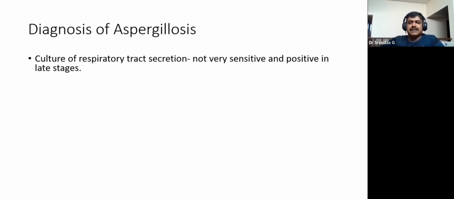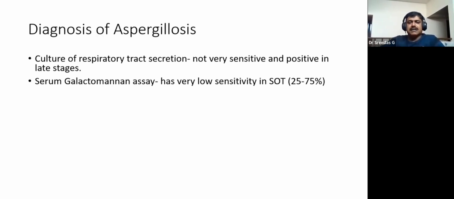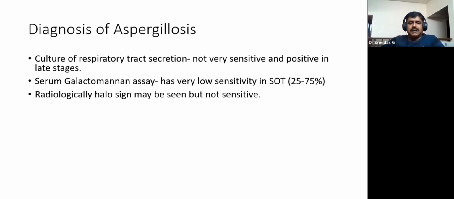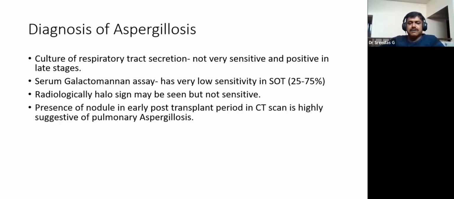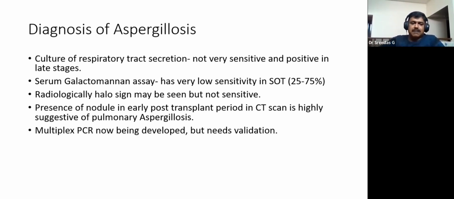So culture of the respiratory tract secretions is not very sensitive, and it is positive at late stages of the disease. Serum galactomannan assay is not very sensitive in solid organ transplantation, but in BAL and CSF it is sensitive. Radiology halo sign may be seen, but it is not sensitive. The answer is presence of a nodule, as we have seen in this patient, in early post-transplant period in CT is highly suggestive of pulmonary aspergillosis. So that is the answer to the question. And multiplex PCR is now developed, but needs further validation.